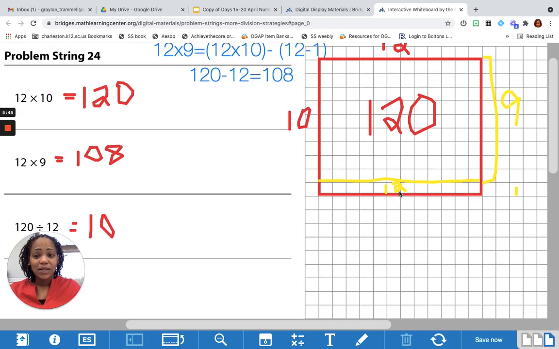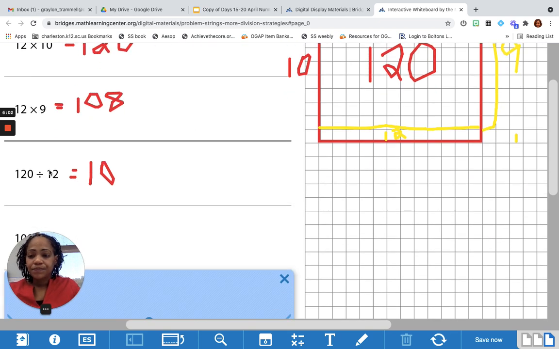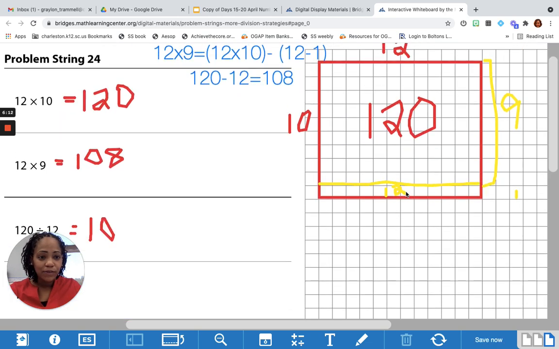Yikes. 108 divided by 12. And hopefully you guys see the connection, but my point here is this. When you're dividing, you can think about multiplication, and you should, because they're inverse operations. But since our number here is really close to 120, and we know that 120 divided by 12 is 10, then we can quickly determine 108 divided by 12, because look where our 108 is.